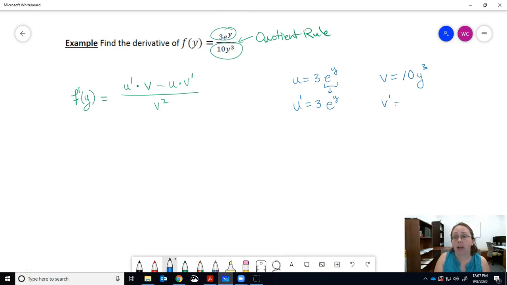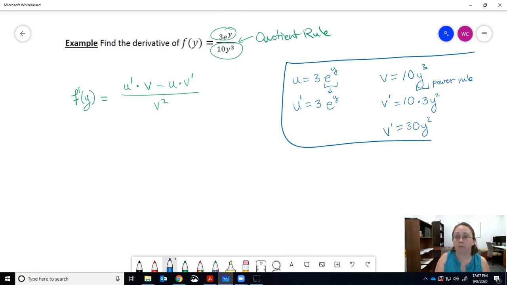V, we have a 10, which is a constant multiple. So he hangs out while we take the derivative of the y cubed. That's a power rule. Power rule says power comes down, and we have a power 1 less. So that would be 10 times 3, or 30y squared. So that's everything we need to fill in the quotient rule.